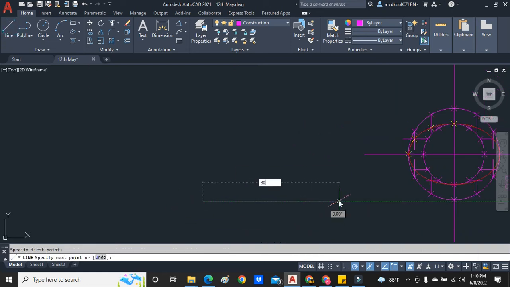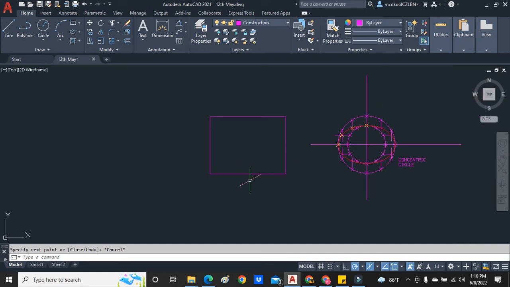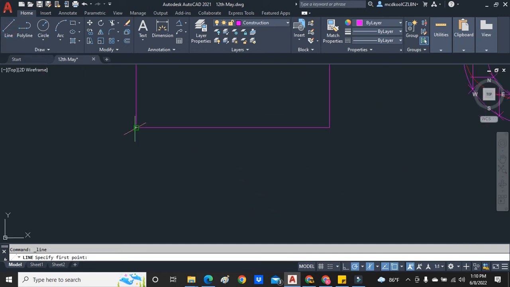So we draw a rectangle for the 80 by 60. And the thing about this method is, now that you have your rectangle, you divide the sides into equal parts. Well, 8 equal parts. So I'll draw a line here.